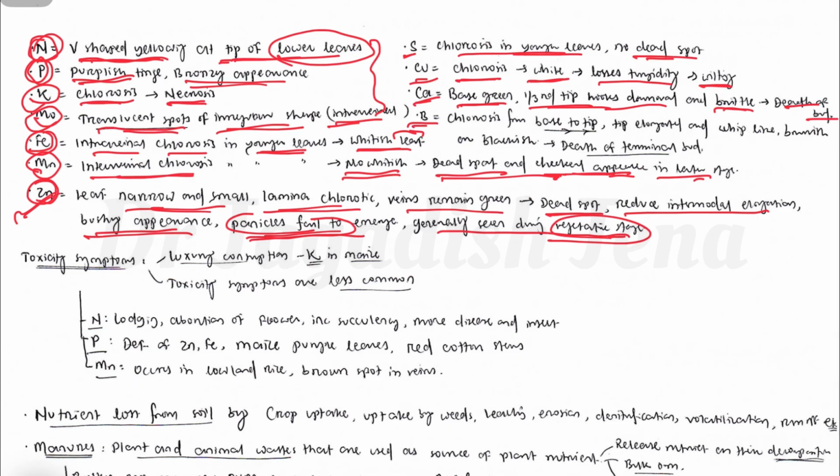Then boron. For both calcium and boron, the terminal leaf will suffer, and you can find the symptom in the terminal leaf. For boron deficiency, chlorosis will start from base to tip. The tip will be elongated and become a whip-like structure. Then it will become brownish or blackish. Death of the terminal bud ultimately happens. So these are some of the peculiar deficiency or disorder symptoms of different essential nutrients.